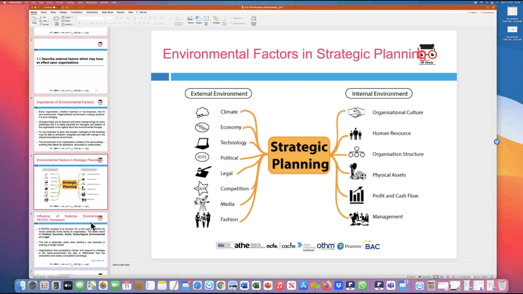Now, if you have to classify some of these factors broadly, some are external factors which are going to affect the business from outside, and some are internal factors. This is how we would classify them. So climate, economy, technology, political factors, legal, competition, media and fashion would be factors which can affect businesses from outside. Internal factors could be things like organizational culture and human resources. If you have a lot of people leaving the organization or on furlough, businesses were not able to operate because of the shortage of manpower. You look at organization structure, you look at the physical assets or resources available to the organizations, and obviously management decision making. They form what are called the internal factors.